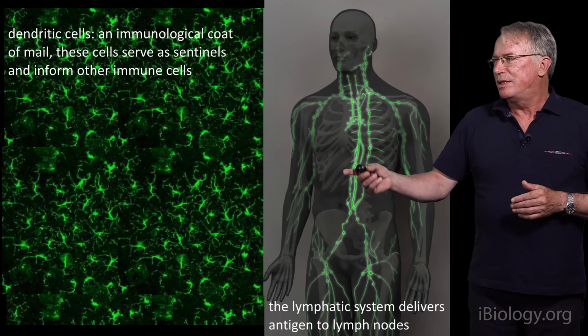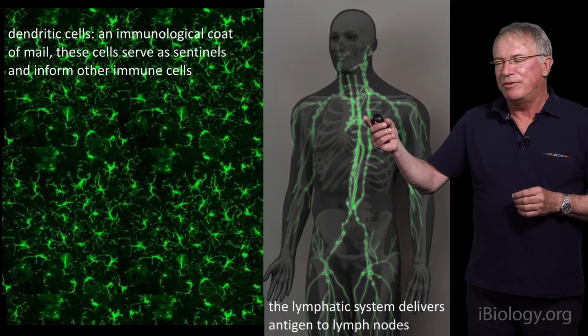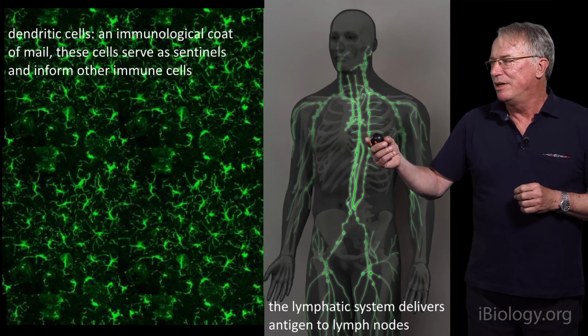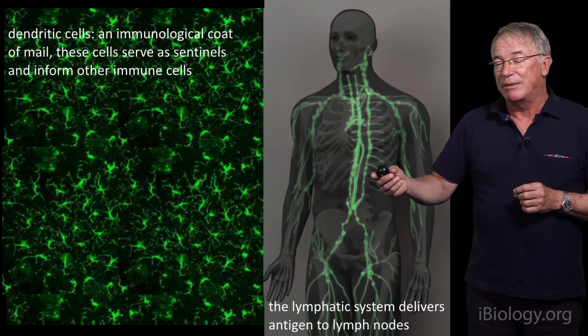On the right, you see the organization of the lymphatic structures in a human. The little ball-like structures are the lymph nodes through which lymph fluid is filtered. And it's really in these specialized structures that adaptive immunity is initiated.